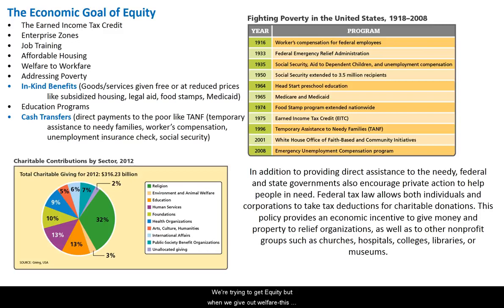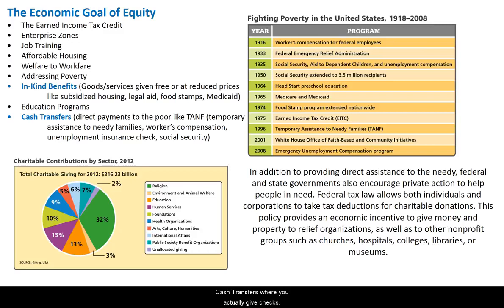We're trying to get equity, but when we give out welfare, this is government aid to the poor, and you have to qualify by being under that threshold. There's going to be two types of welfare. In-kind benefits, this is where you give out actual goods or services for free or at reduced prices, like government housing, subsidized housing. Legal aid when you can't afford a lawyer, food stamps, Medicaid, and those sorts of things.